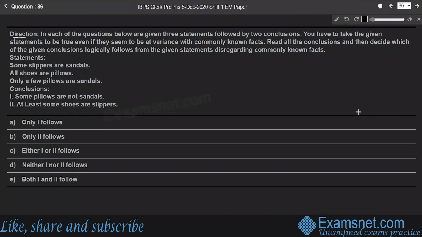Question 86. Here is a direction. In each of the questions below are given 3 statements followed by 2 conclusions. You have to take the given statements to be true even if they seem to be at variance with commonly known facts. Read all the conclusions and then decide which of the given conclusions logically follows from the given statements, disregarding commonly known facts. Here are 3 statements. Some slippers are sandals, all shoes are pillows, only a few pillows are sandals. So let us represent these statements in Venn diagram.